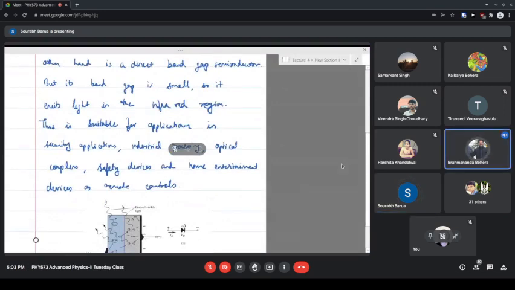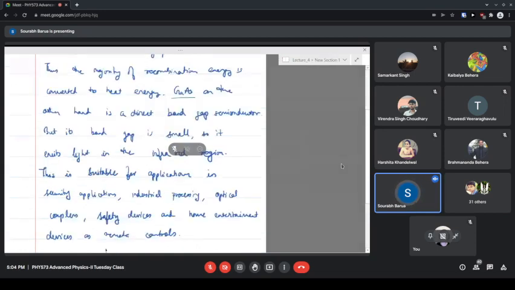Sir, infrared light has many applications. Okay, so I've written down some applications. For example, gallium arsenide is a direct band gap semiconductor. Its band gap is small, so it emits light in the infrared region.